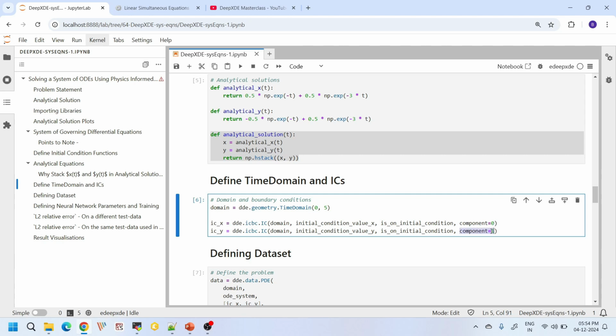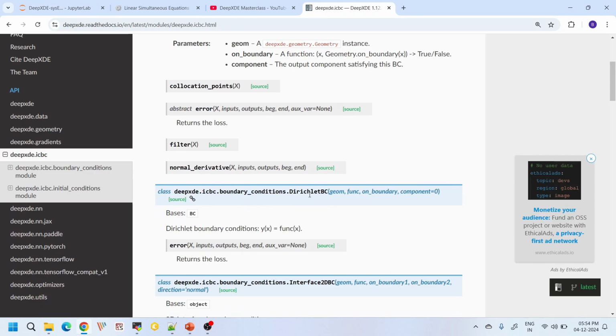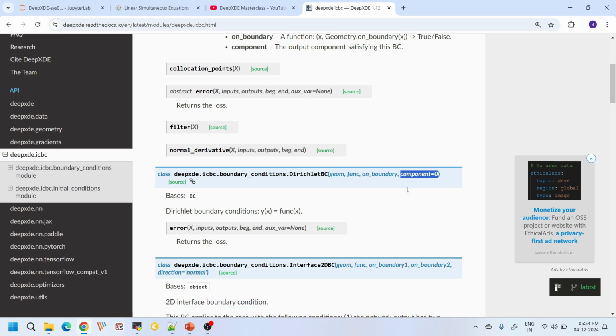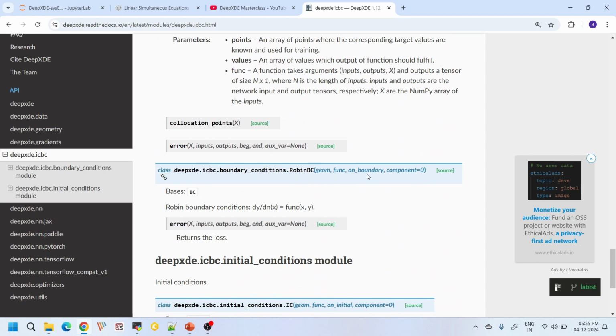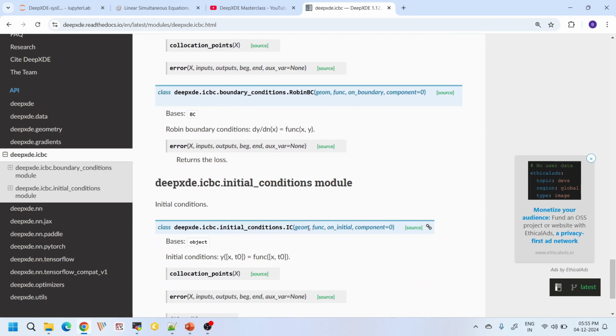In all our earlier tutorials, we have never used this component. If you look at our boundary condition and initial condition commands, for example Dirichlet BC, we have a component. By default it is 0. We have Neumann BC, here also the component is 0. Robin BC, we have a component, and in the initial condition, we have a component. So in every boundary condition, we have an argument called component.